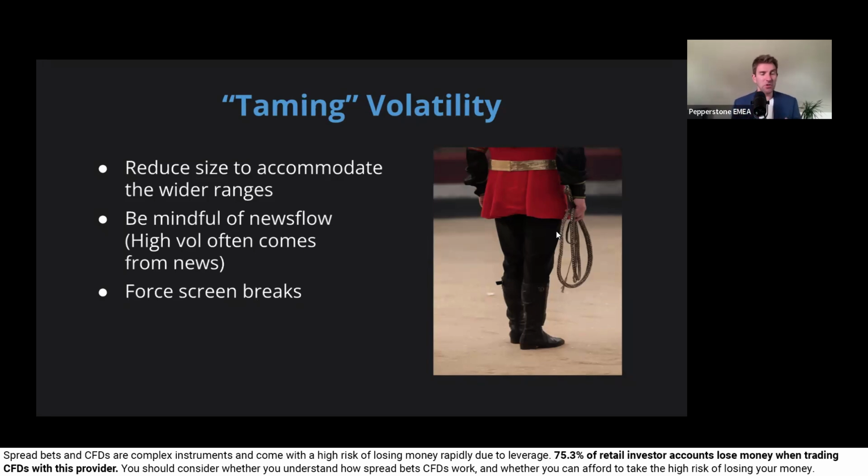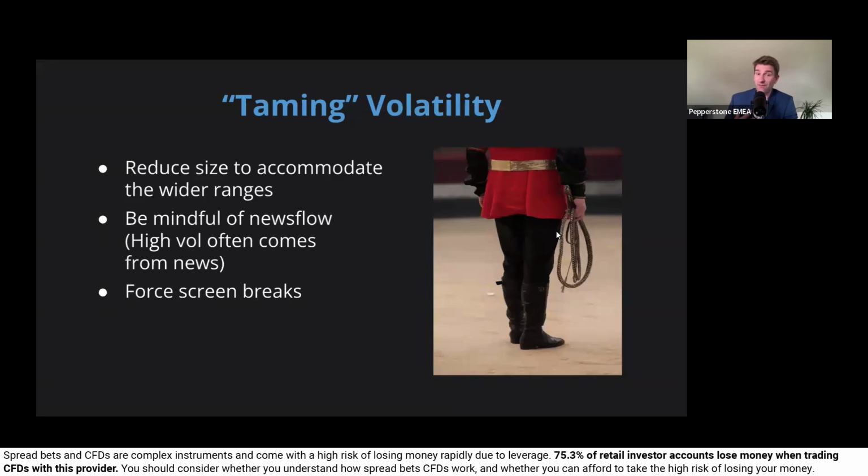You don't have to be a slave to the news, but just be mindful of the news flow, and force yourself screen breaks. Honestly, because it's so volatile and you're sitting in front of the screen, it's very easy to get burnt out. And it's your duty to preserve that energy and that focus for those really juicy opportunities. If you're wasting it on sitting there watching tape when the market's been stuck in a multi-hour range, it's pointless. You've got finite resources.